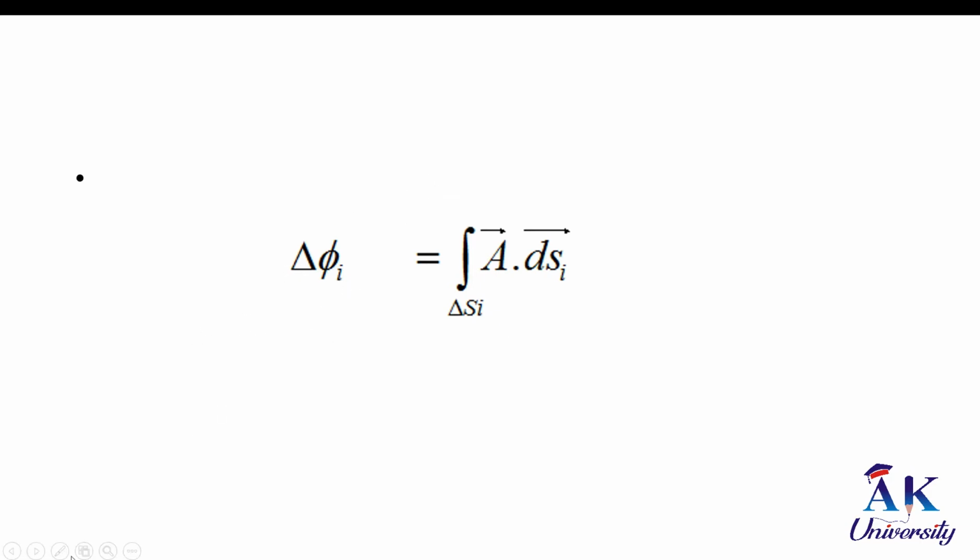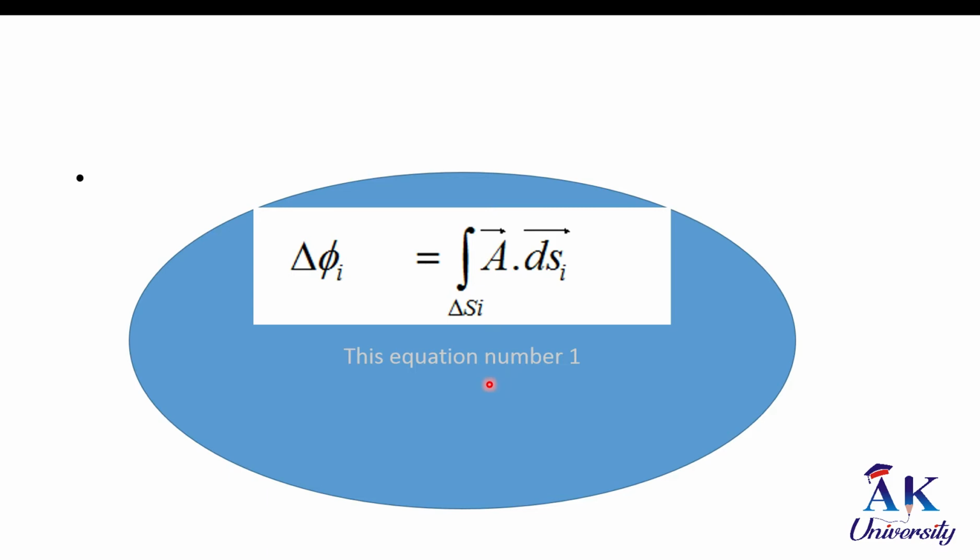In this equation, the total flux, called delta phi i, we can divide this flux into delta phi 1, delta phi 2 and so on, which is equal to the surface integral of vector A. Remember, this is equation number 1. This equation we put in the second equation, so you should remember this equation.